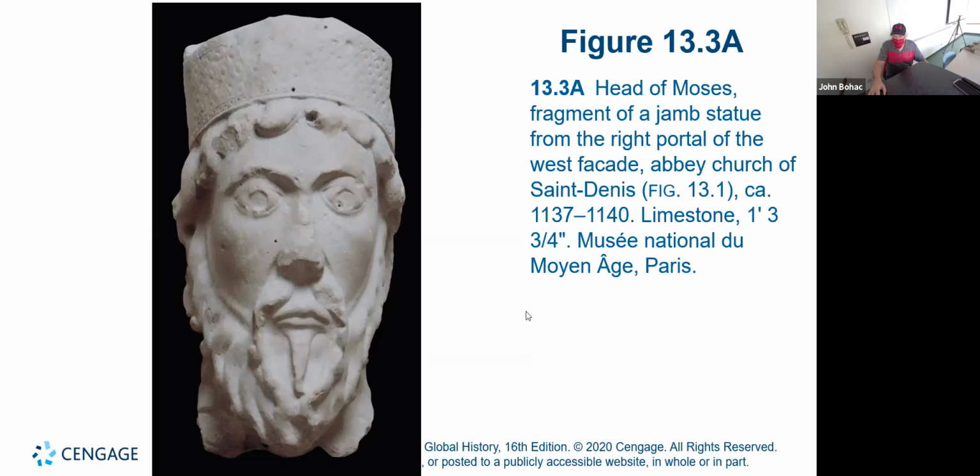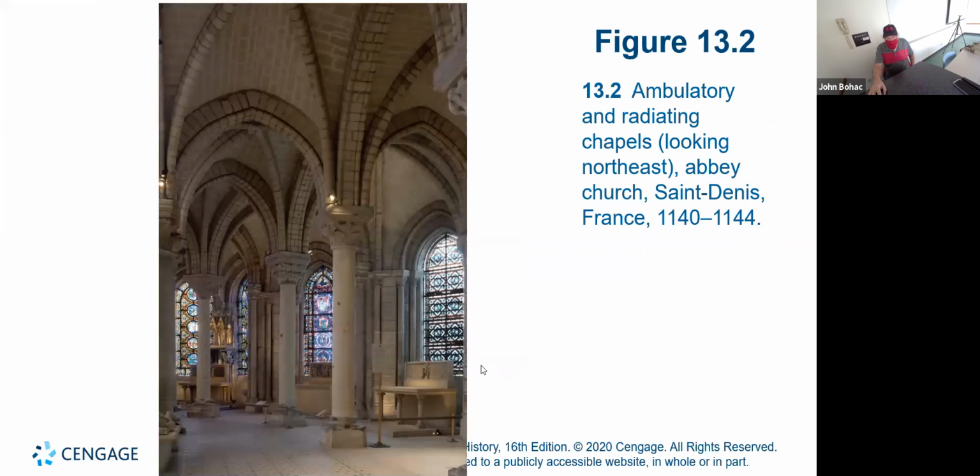And so this is a jamb statue, which is right at the entryway, and they would have sculpture along the entryway to remind you of who the holy people are and what this church is all about. Here's an ambulatory, and we talked about that. That is a walkway around the backside of the church, as we talked about, a prayer ambulatory.